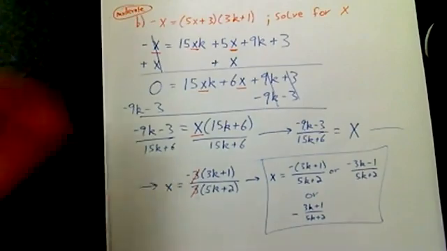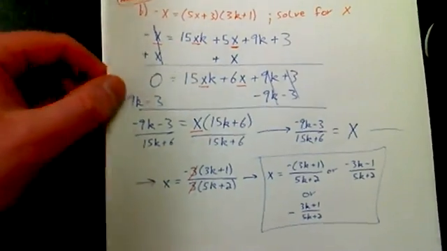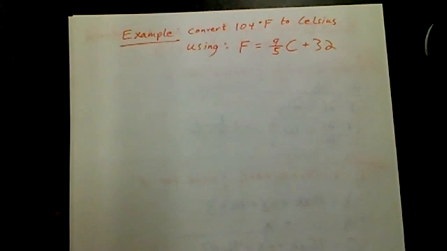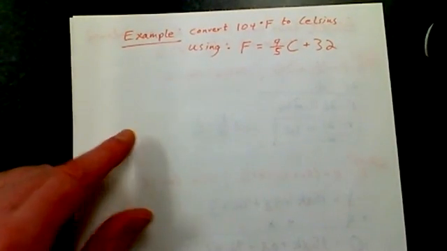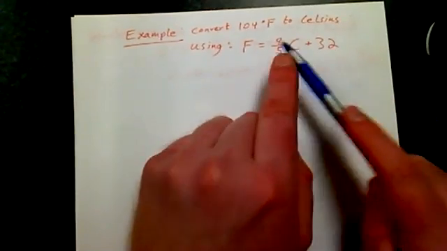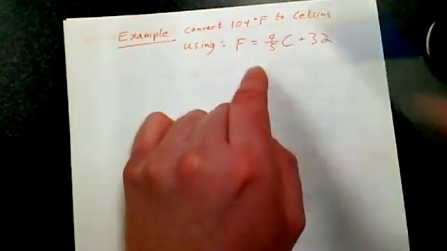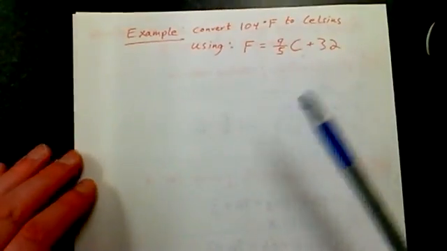We're good to go. One more type of problem I want to do, and that's going to be this one. Example: convert 104 degrees Fahrenheit to Celsius using this formula. Maybe you've seen this before. This is to convert from Celsius to Fahrenheit, which is the opposite of what we want. That'd be easy. We just plug it in and we get an answer. But we want the Celsius, so what are we supposed to do with that?